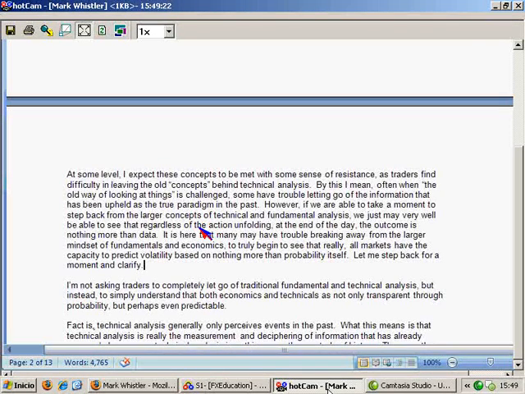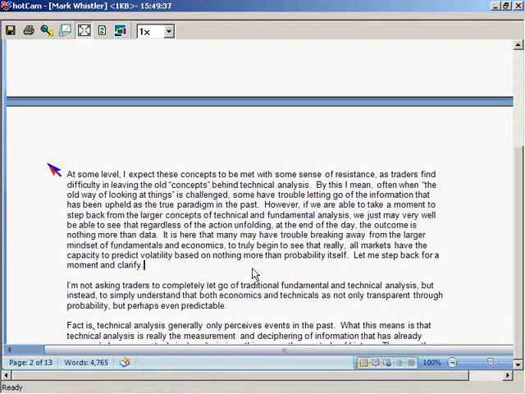So we're going to go through this first paragraph, and then we'll dive directly into the descriptive statistics. Okay, at some level, I expect these concepts to be met with some resistance, as traders find difficulty leaving the old concepts behind technical analysis. By this, I mean often when the old way of looking at things is challenged, some may have trouble letting go of the information that has been upheld as true paradigm in the past.